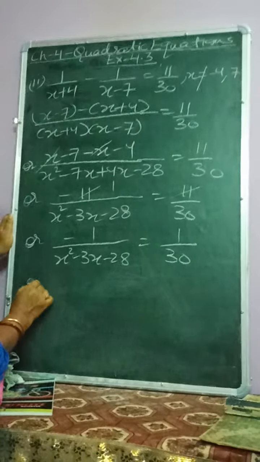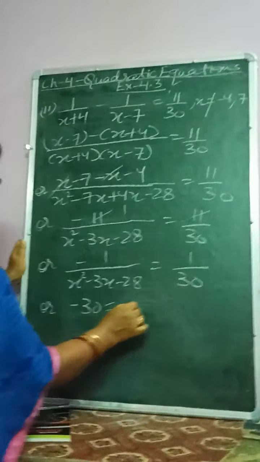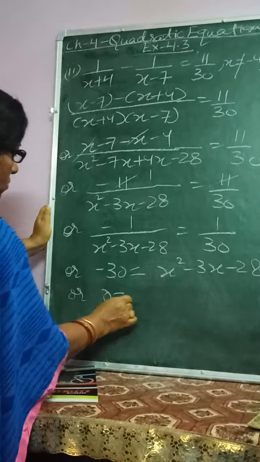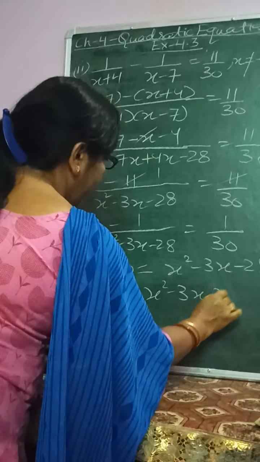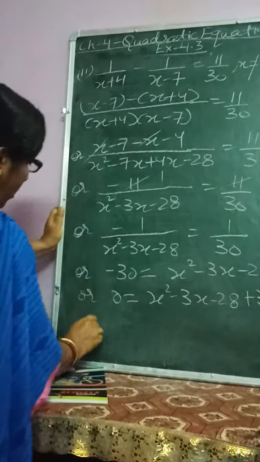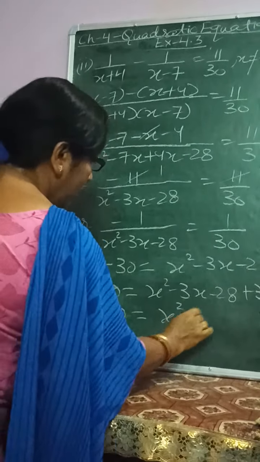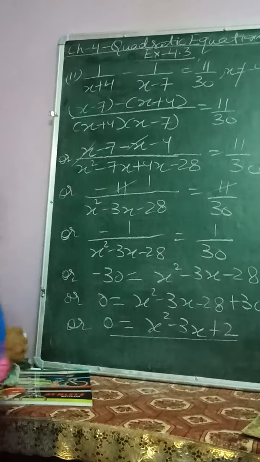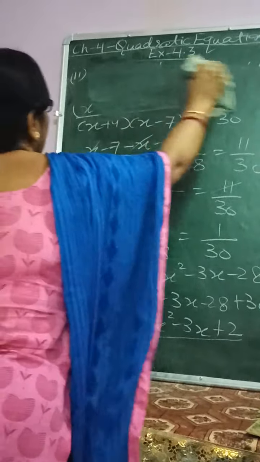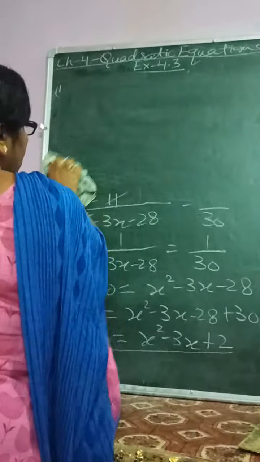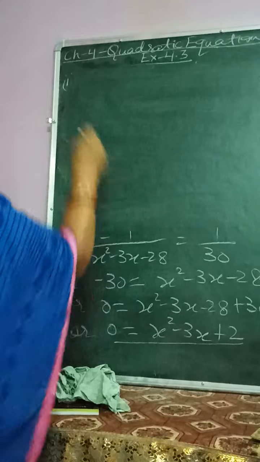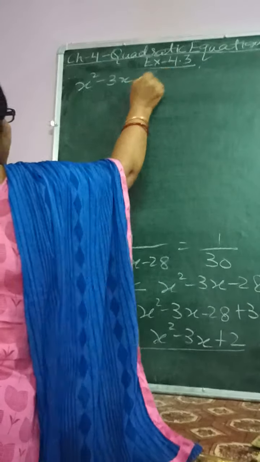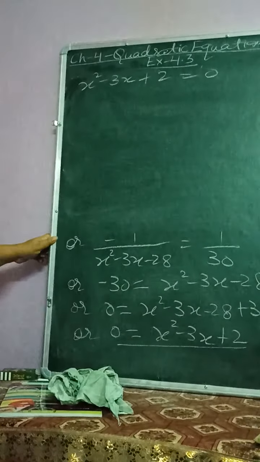Now we will solve both the sides by cross multiplication. So we get minus 30 is equal to x square minus 3x minus 28. Or we get 0 is equal to x square minus 3x minus 28 plus 30. Or on simplifying it, we get x square minus 3x plus 2. Now we have to solve this quadratic equation by any of the methods we want. So I am using splitting the middle term here in this part because it is possible here. So if I write this quadratic equation, on interchanging the two sides, I get x square minus 3x plus 2 is equal to 0.